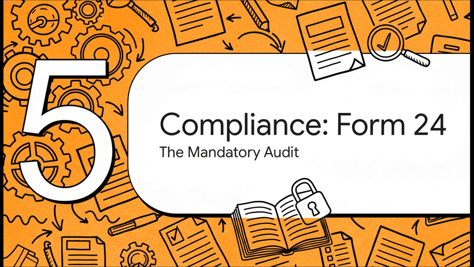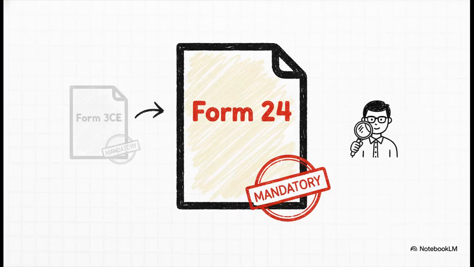Now, getting the calculation right is critical, but it's only half the story. You also have to properly document and report it. And that brings us to a compliance step you absolutely cannot afford to miss: Form 24. Let me be crystal clear about this. If you compute your income under Section 59, you are required to file Form number 24. This isn't optional, it's mandatory.